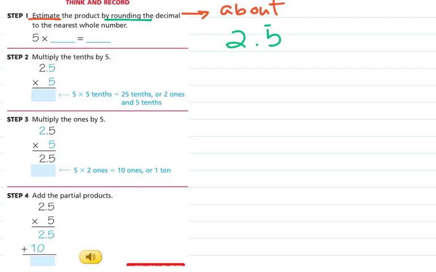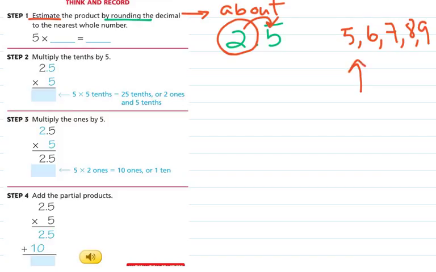We have 2 5/10, and it's asking to round to our nearest whole number. So we're going to circle our whole number, which is 2, and we're going to look next door. Boys and girls, remember, if we look next door and that number is a 5, a 6, a 7, an 8, or a 9, we're going to round up.